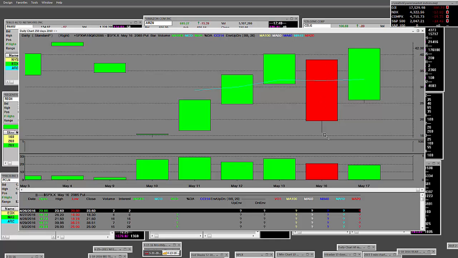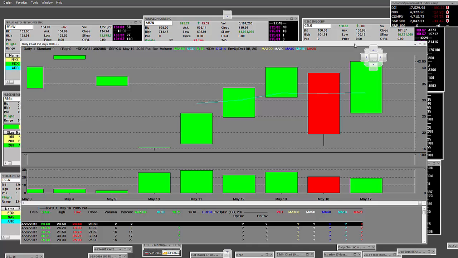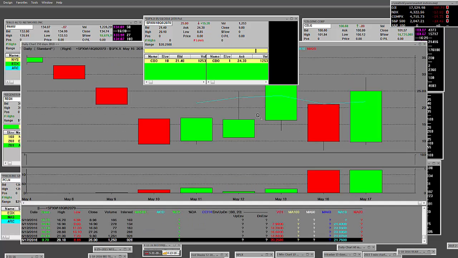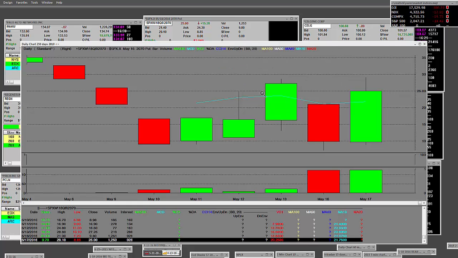Then it came right back down, and that same 2085 put that was in the money made another high up here, and that is the put option that pays a significant amount of money, and that was on the 2085. I will also show you right here what the 2070 put had, a $20 range today. It was $9.80. So here's the low, $8.85 there, everybody.